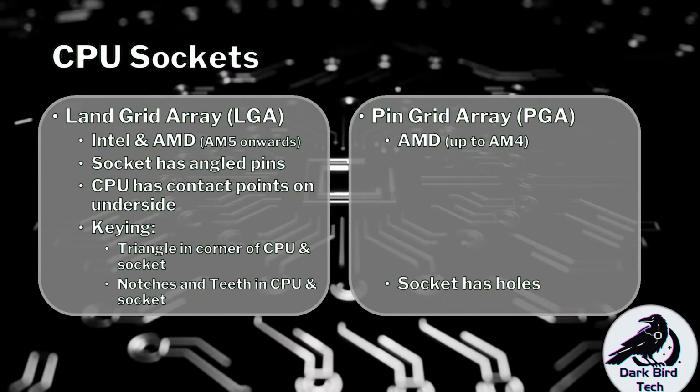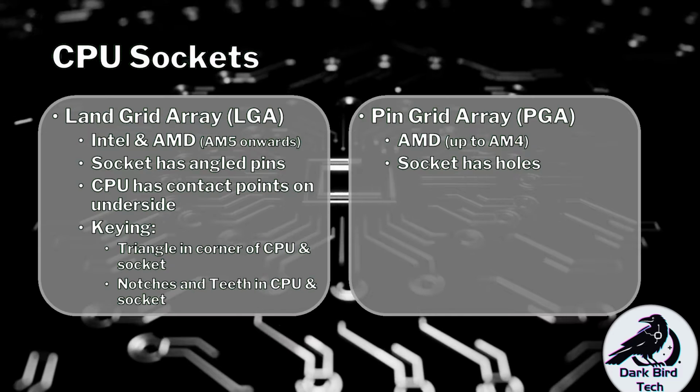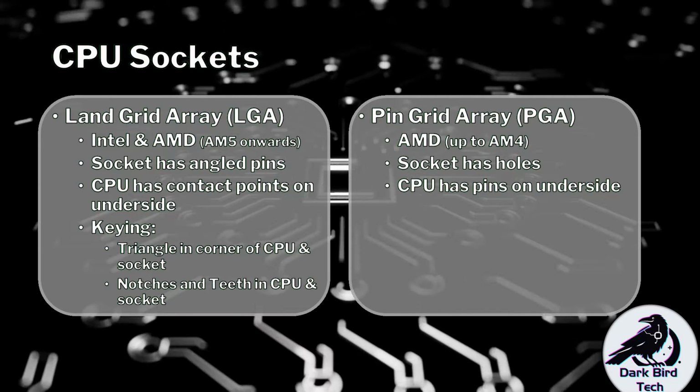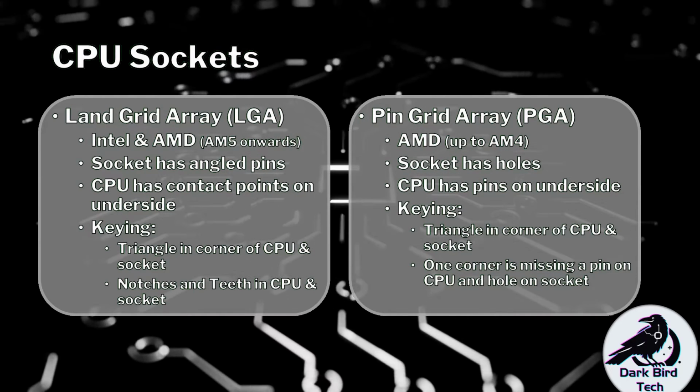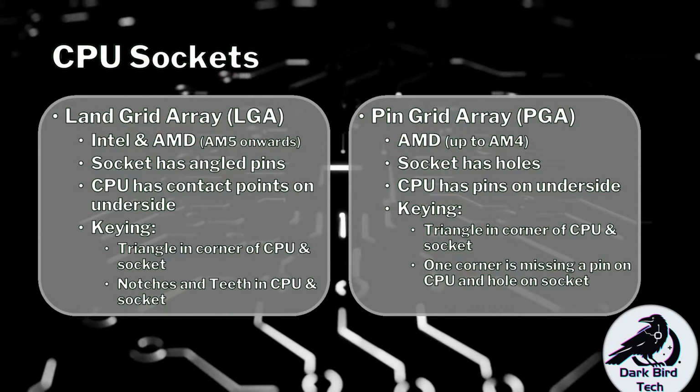Now the way this will work is the socket on the motherboard will have holes in it, and the bottom of the CPU will have pins that will go into those holes. There will also be keying for this as well. Again, there's a triangle in the corner of the CPU and on the socket. Those triangles must see each other. And one corner of the CPU will be missing a pin, and there will also be a corner that doesn't have a hole in the socket.